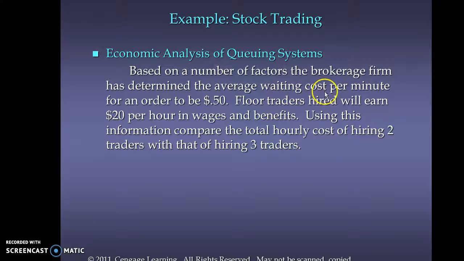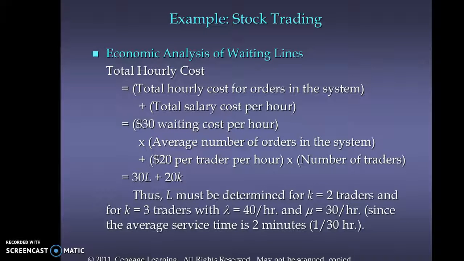So they consider a lot of things. They've determined the average waiting cost per minute for an order is 50 cents. That is, if there's a delay, the cost is per minute. And we can run through a comparison, the cost of hiring 2 versus 3 traders. So what would that look like? Well, I'm not going to go through the details here. We can do this in our MM1 or MMK models. But in this case, we've got to calculate L and total hourly cost for when K equals 2 or K equals 3. Lambda is equal to 40, mu equals 30.